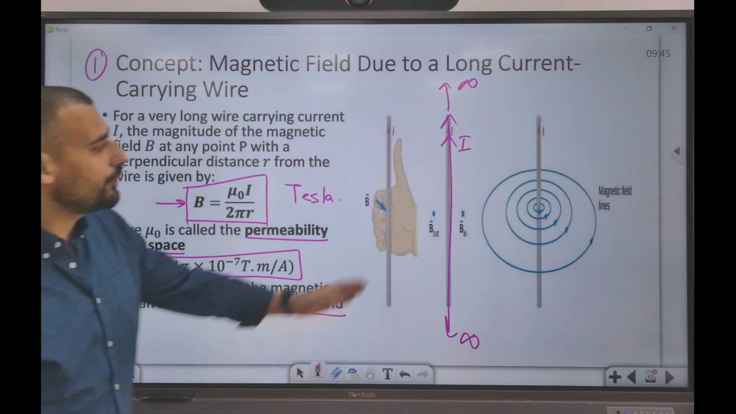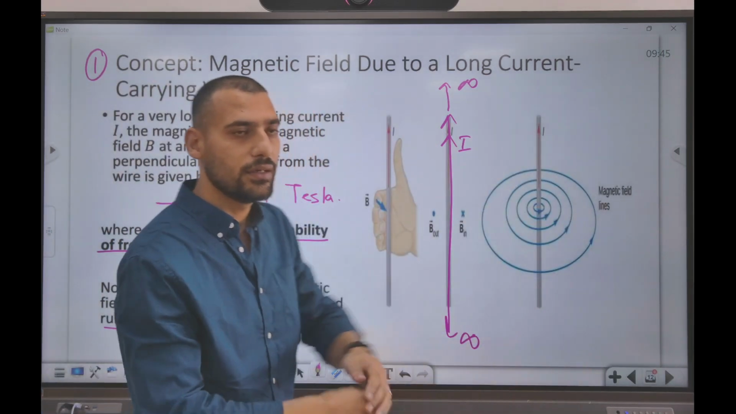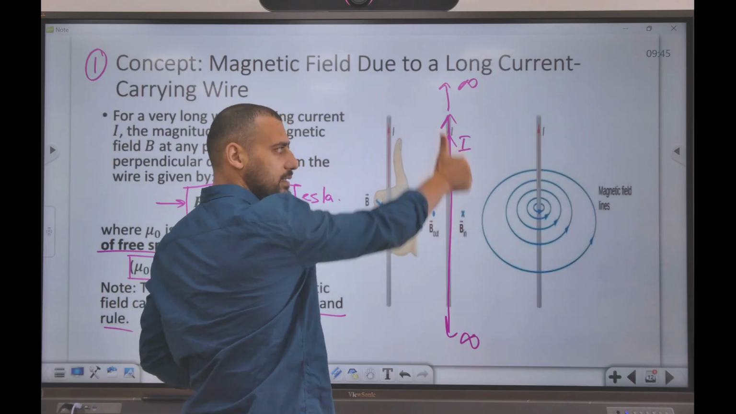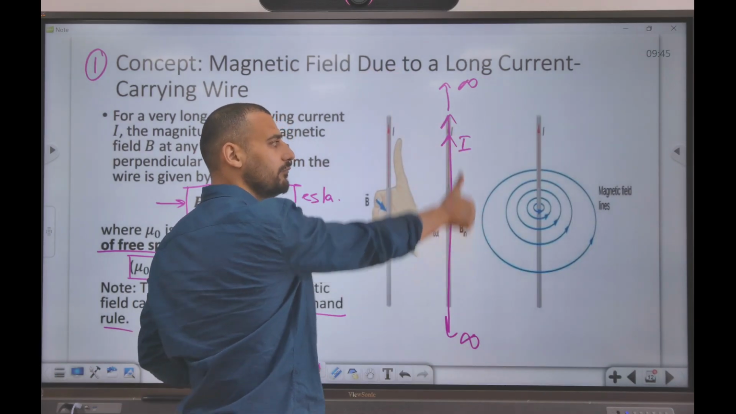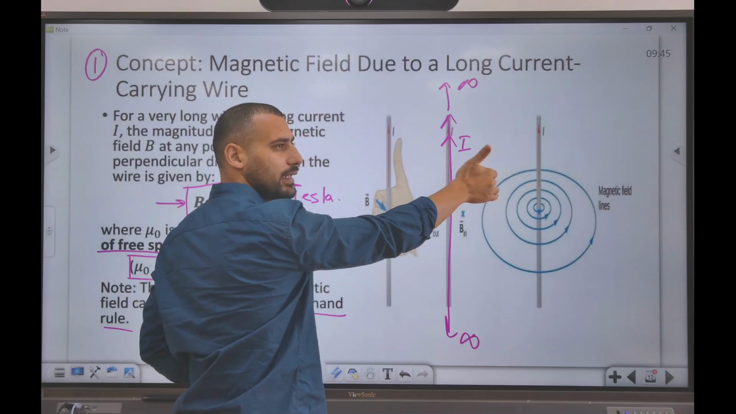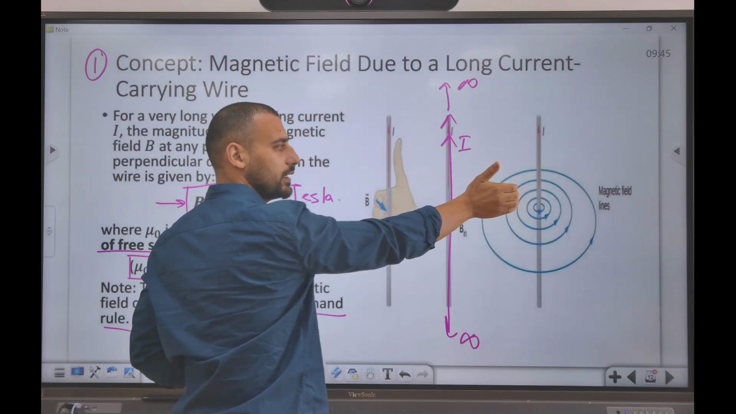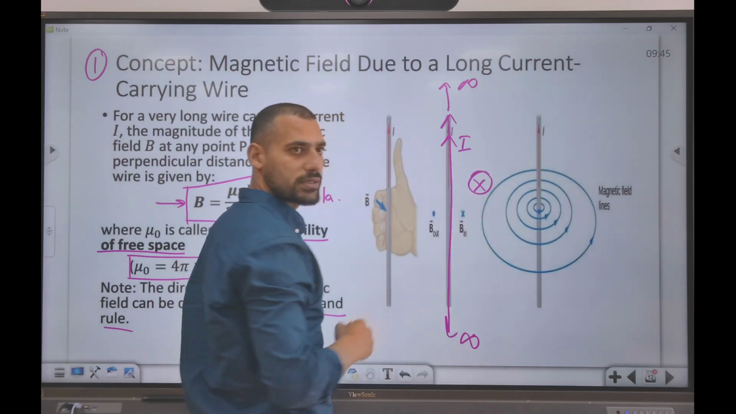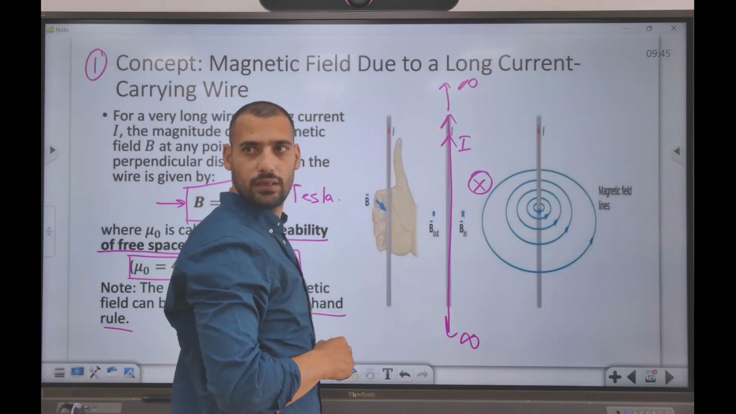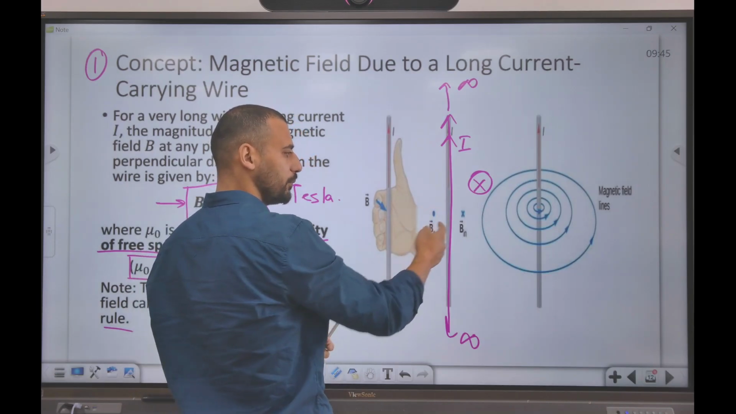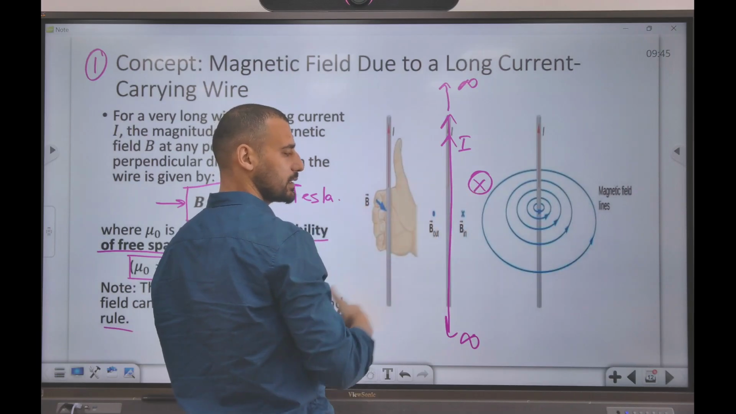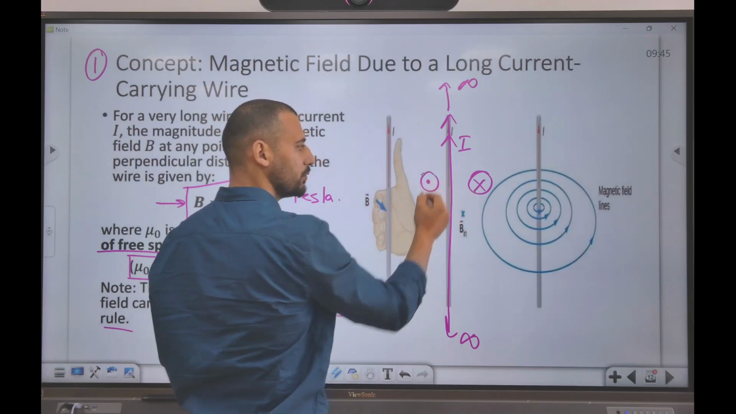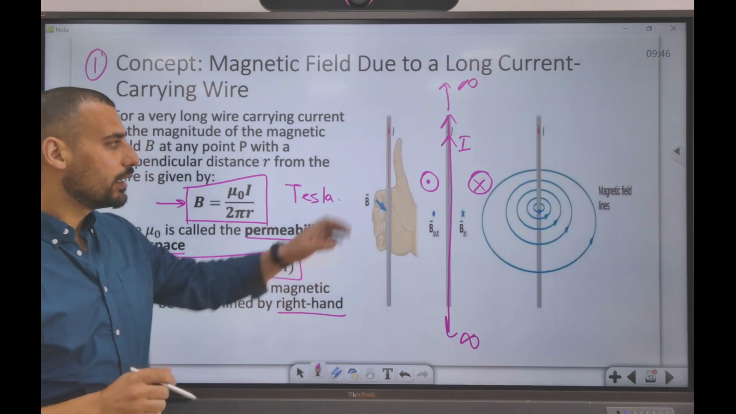So if you want to find the magnetic field on the right, what you have to do is use your right hand. Thumb will go along the direction of current. The curling of the fingers is into the board, so the magnetic field on the right will be a cross. And the magnetic field for a point on the left is outward. So the magnetic field here is out. Is this clear?